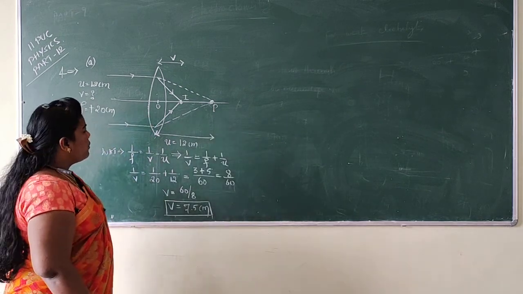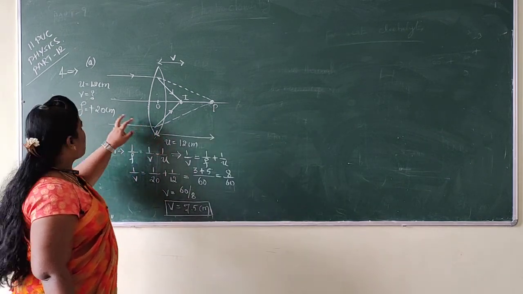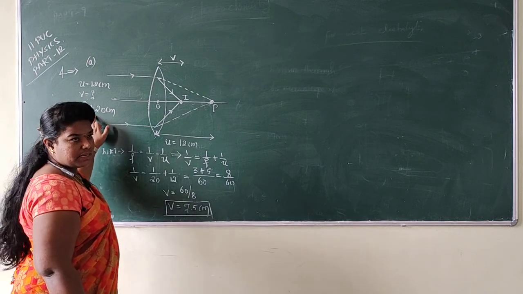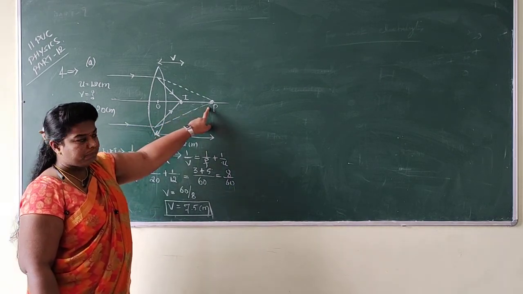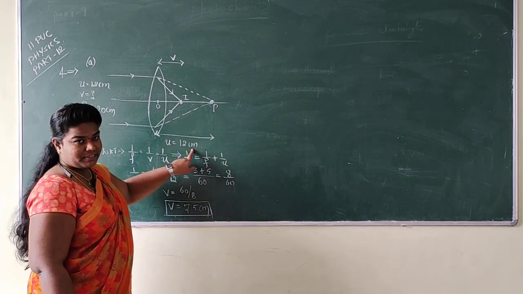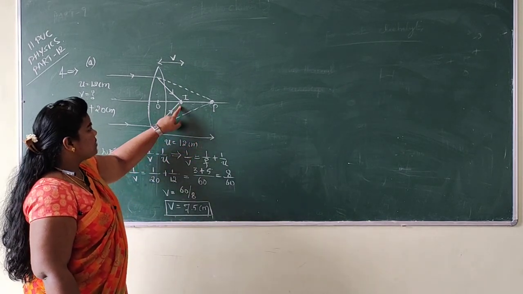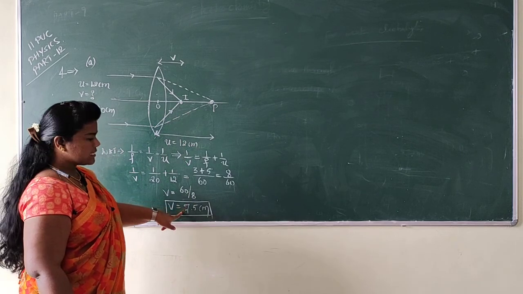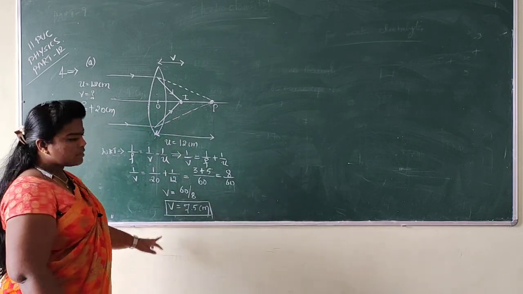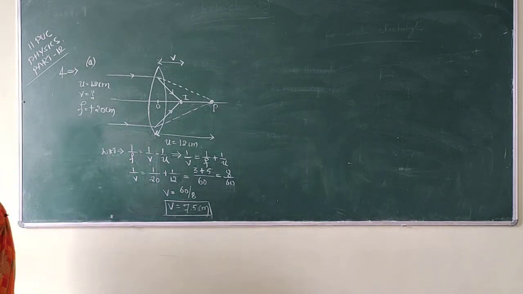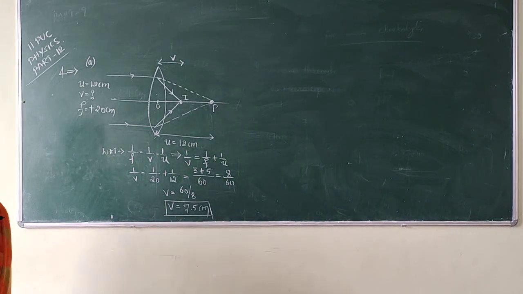It means when you place a convex lens of focal length 20 centimeter in the path of converging beam, which is about 12 centimeter from the lens, it forms a real image at a distance of 7.5 centimeter from the optic center. So v is equal to 7.5 centimeter. This is about the first part of the question.